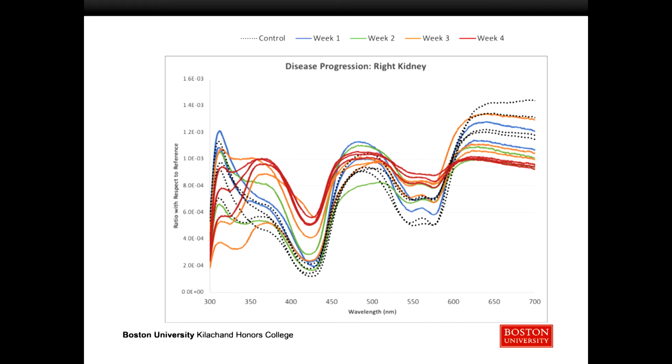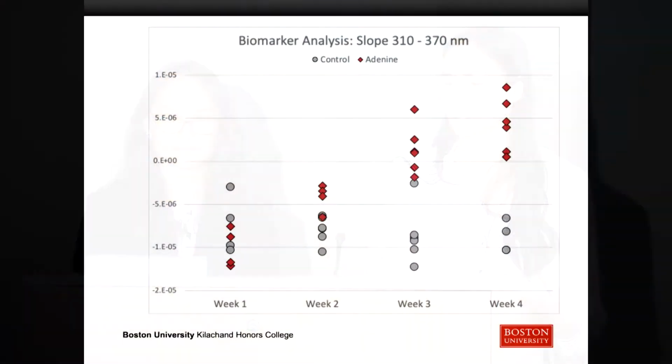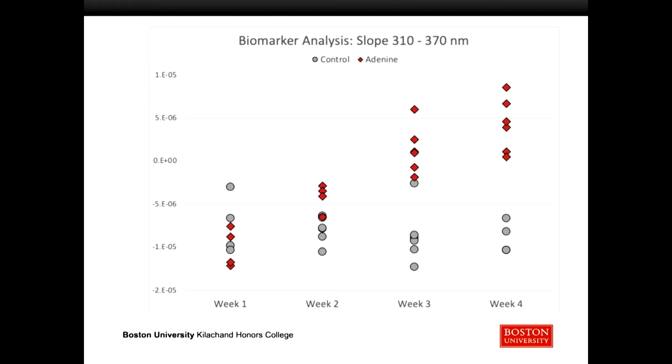So between week 1 and week 2, we saw minimal changes as compared to the controls, but by weeks 3 and 4, there were profound changes in the spectra that we then analyzed different features to correspond to how diseased the kidneys were. As I mentioned, we looked for different features of the spectra that correlate to disease progression, and one that worked very well was the slope between 310 and 370 nanometers. As you can see, the adenine group varied significantly from the control as the experimental run went on, and we saw an increasingly positive trend throughout our experiment.